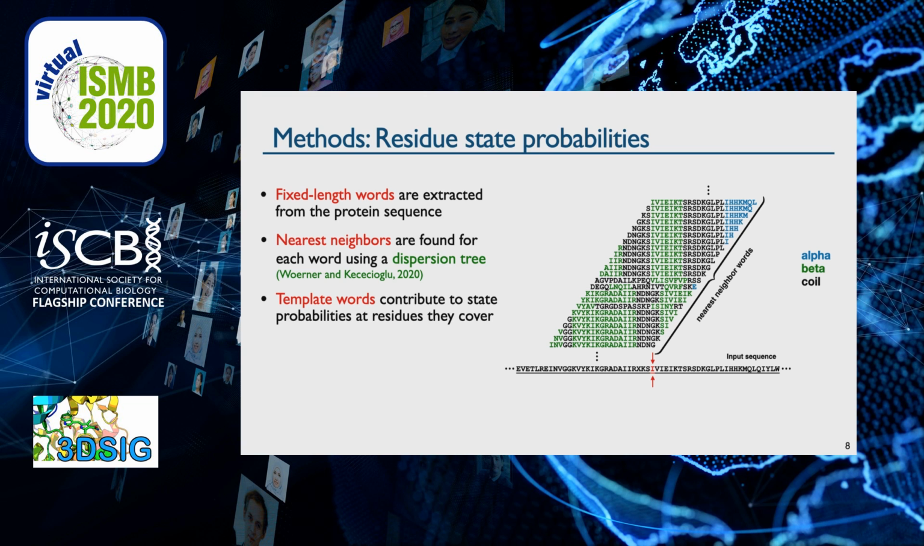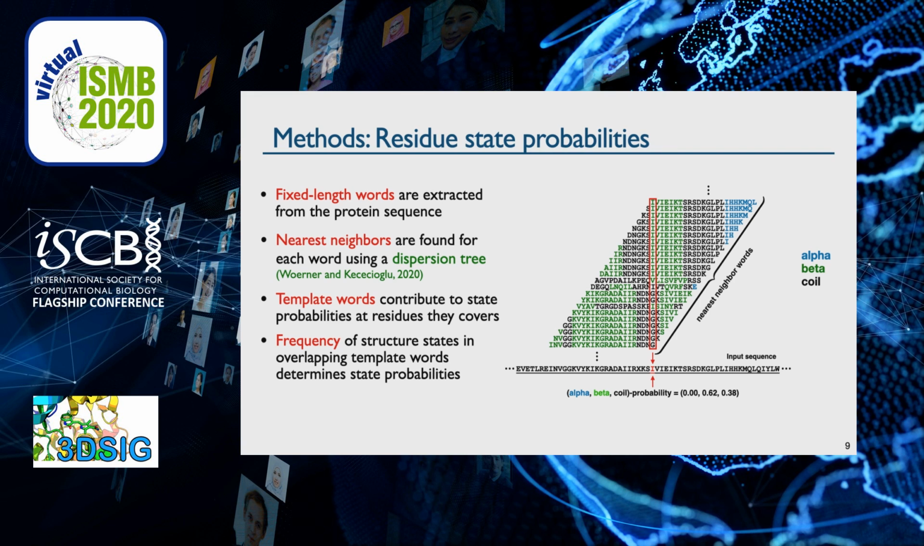These template words contribute to the state probabilities of each residue they cover, where the structure states are indicated by the colors of the letters, where alpha helix is shown in blue, beta strand is shown in green, and coil is shown in black. So for the highlighted residue, the frequencies of structure states of the template words at the boxed positions determine its state probabilities. And for this example, the frequencies of alpha, beta, and coil give the structure probabilities 0, 0.62, and 0.38.